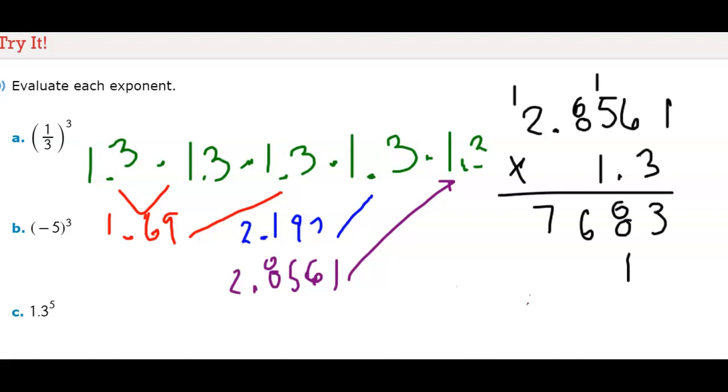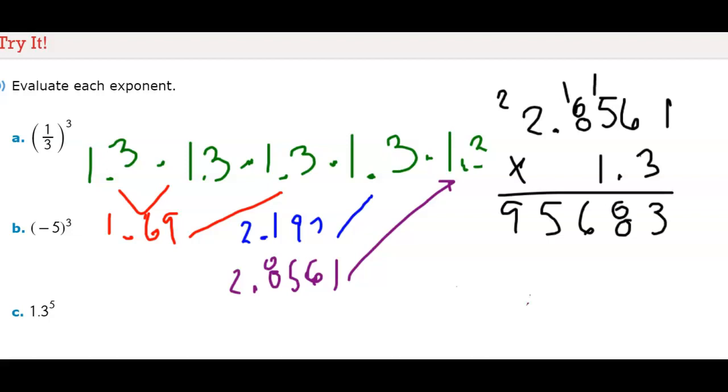Wait, did I skip something? I feel like I did. Let's start over. Okay, 3 times 1 is 3. 3 times 6 is 18. Put 8 here. 3 times 5 is 15. Plus 1 is 16. 8 times 3 is 24. Plus 1 is 25. 3 times 2 is 6. Plus 2 is 9. I did skip 1.